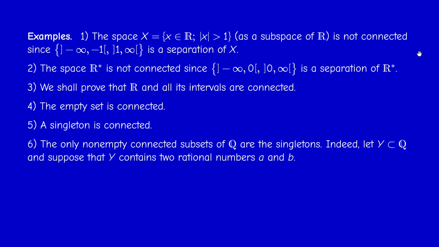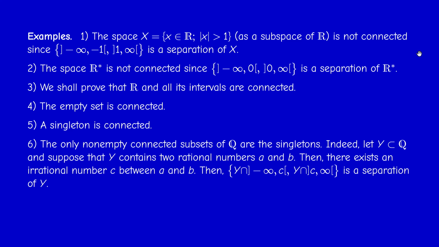So consider a subset Y of Q that contains more than one point, A and B. We know from a fundamental property of R that between two rational numbers, I can find an irrational number. So there is an irrational number C between A and B. Now I can write Y as the union of these two sets: Y intersected with the open interval minus infinity, C, and Y intersected with the open interval C, plus infinity.